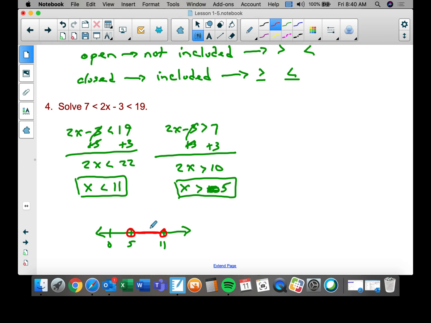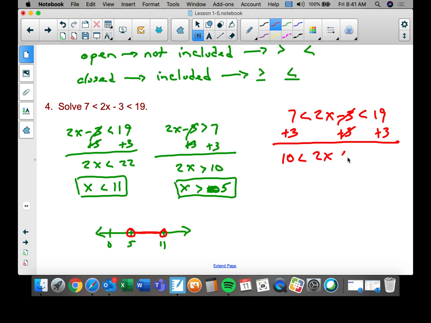The other method of solving this compound inequality is we could solve it all together as one. So let's say that I've got 7 less than 2x minus 3 less than 19. I could actually solve almost like two equations in one, meaning if I'm trying to get x by itself, I would add 3. And normally we would say we would add 3 to the other side of the equation or inequality. In this case, because I have 2 of them, I'm going to add 3 to all 3 spots at once. That means these cancel out. Here I get 10 less than 2x less than 22.